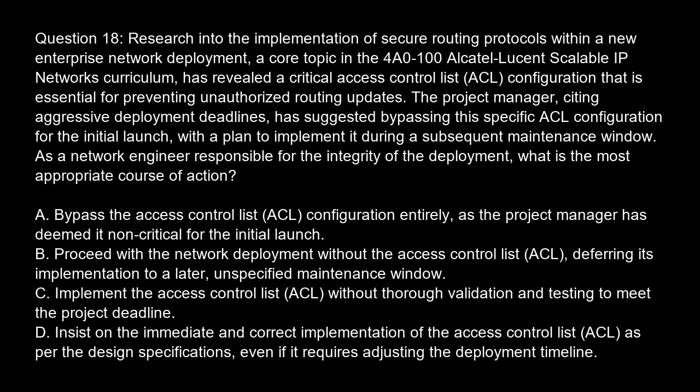Option A. Bypass the access control list, ACL, configuration entirely, as the project manager has deemed it non-critical for the initial launch. Option B. Proceed with the network deployment without the access control list, ACL, deferring its implementation to a later, unspecified maintenance window. Option C. Implement the access control list, ACL, without thorough validation and testing to meet the project deadline. Option D. Insist on the immediate and correct implementation of the access control list, ACL, as per the design specifications, even if it requires adjusting the deployment timeline.